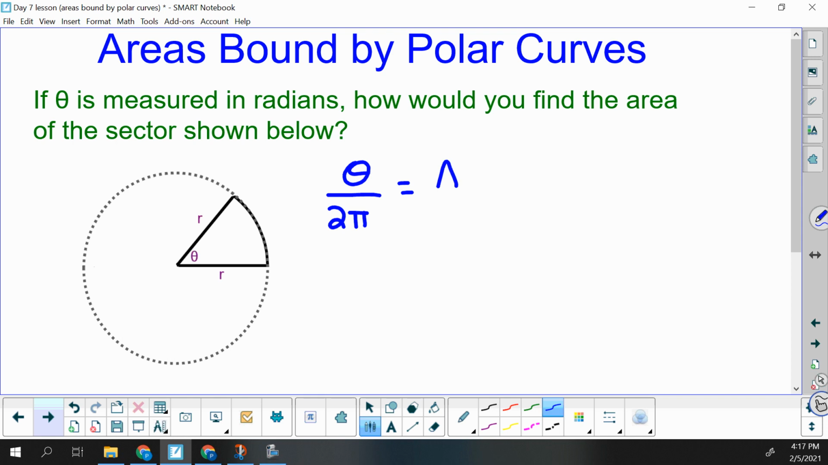And then you did your area of your sector, which was the small area, over the area of the whole circle, which is pi r squared. Well, we're going to solve this for capital A. So this would be theta over 2 pi times pi r squared is equal to A. So in other words, the pi's wipe out, and we're going to write this as 1/2 r squared times theta. So that's a direct formula that can give you the area of a sector in a circle.